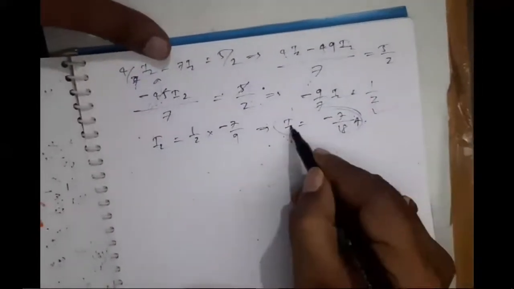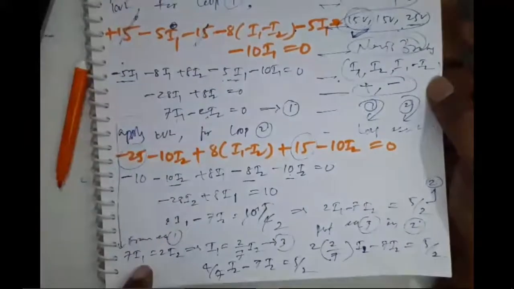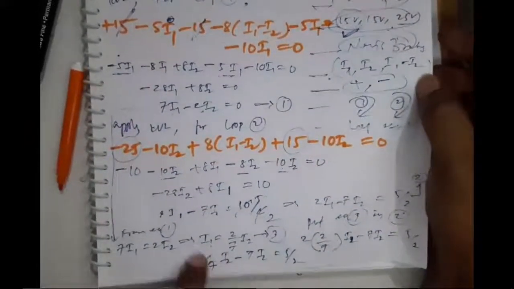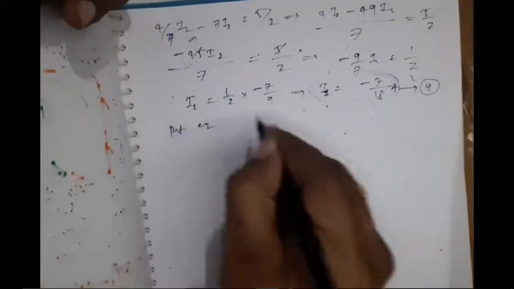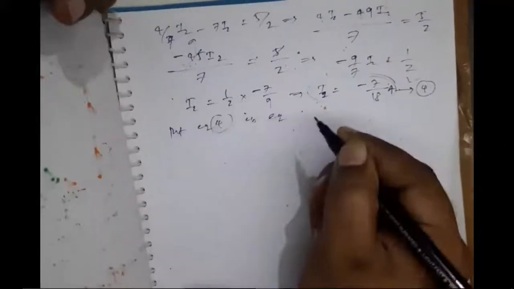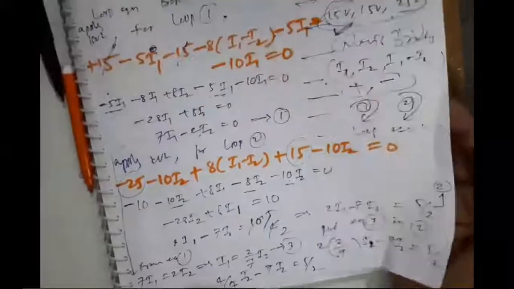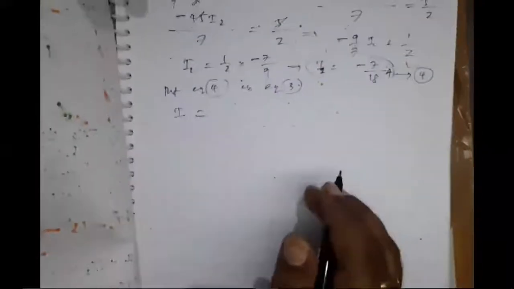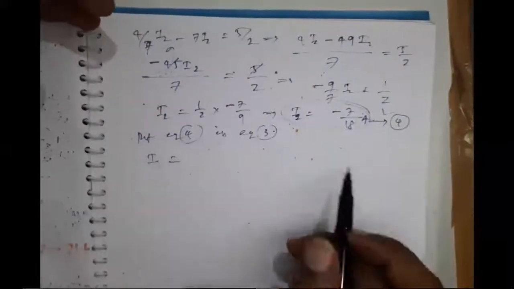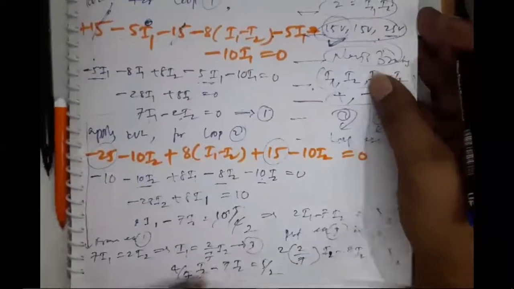Now you got the I2 value. Let me put that value in equation number 3, then you will get I1. This is equation number 4. Put equation 4 in equation 3, right? Am I correct? Right, equation 3 only. What is equation 3? I1 is equal to 2 by 7 I2. Is it minus or plus? Plus only. 2 by 7 I2.